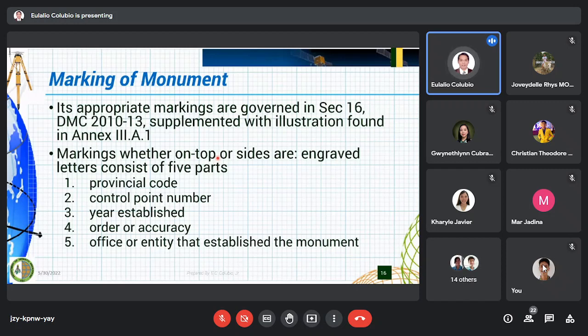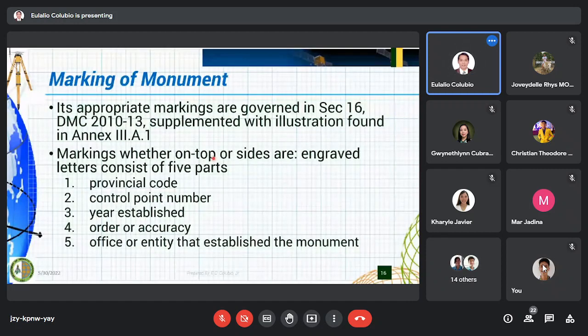So, the marking of monuments. So, what are the markings? So, importante mo na, no? Dili lang kay monument na okay na. Dapat naay markings. So, markings are governed in Section 16 of the MC 10-13, and it is supplemented with information in Annex 3.A.1. Okay, so the information of the markings. So usually ang naka-geodetic control sa app, kay gamay ang habog ana, no?